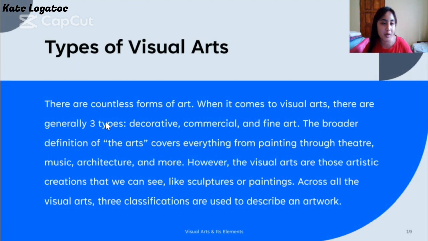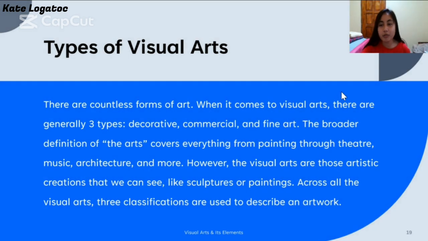Types of visual art. There are countless forms of art when it comes to visual arts, but there are generally three types: decorative, commercial, and fine art. The broader definition of the arts covers everything from painting through theater, music, architecture, and more. However, the visual arts are those artistic creations that we can see, like sculptures or paintings. Across all visual arts, three classifications are used to describe an artwork. Whether the artwork is two dimensional or three dimensional, it would always fall under one of these three main types.